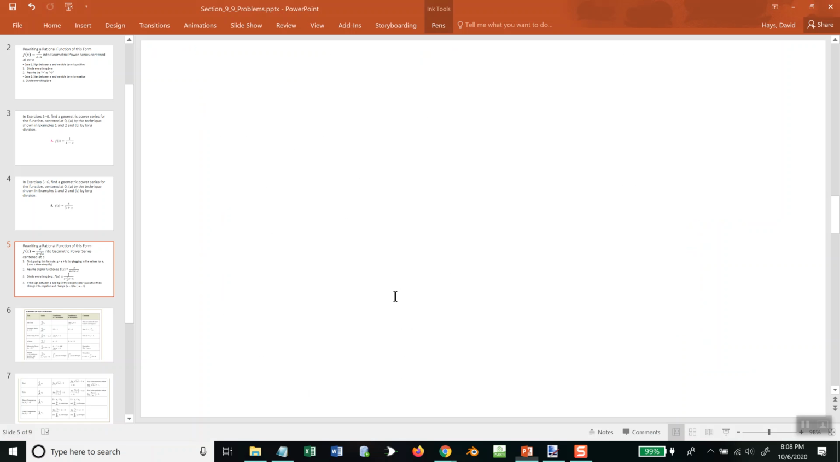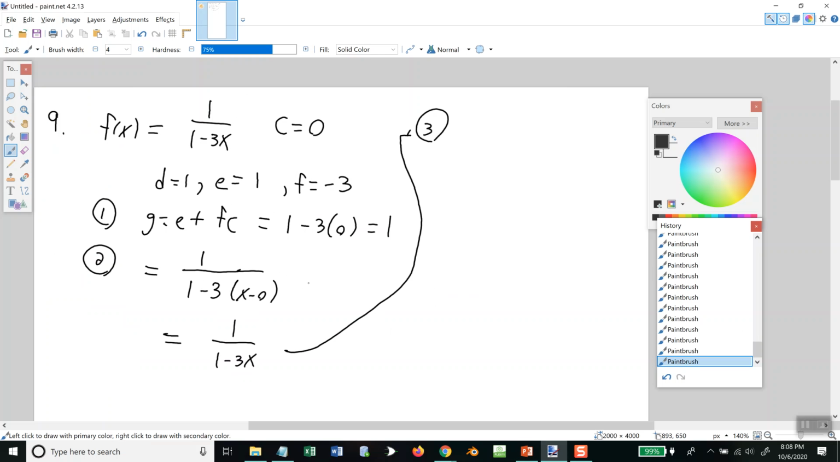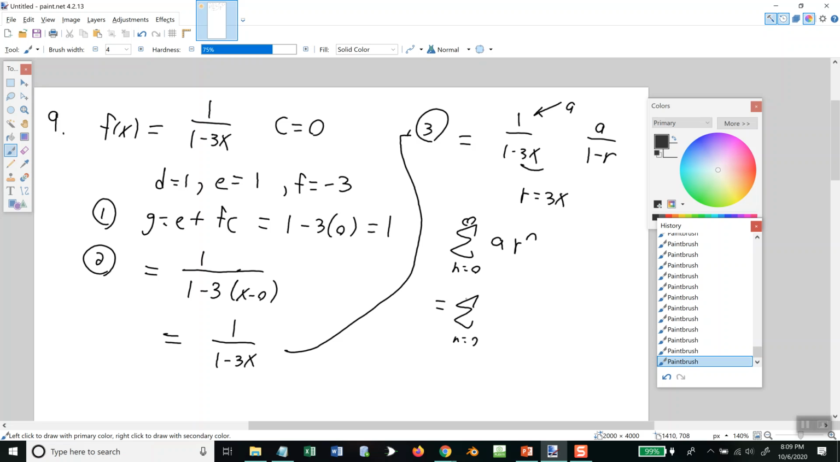Okay, step 3. Divide everything by G. G is 1. So again, it does not change it, does it? And our goal was this, which we're there. So this is R. R is equal to 3x. This is A. So summation n equals 0 to infinity of A R to the n, I think it was. A is 1, and then R, which is 3x, to the n.